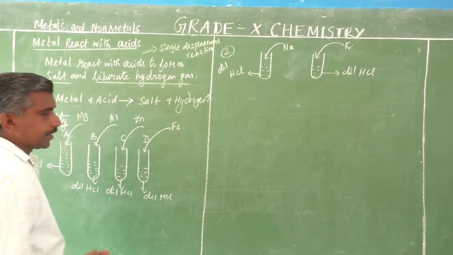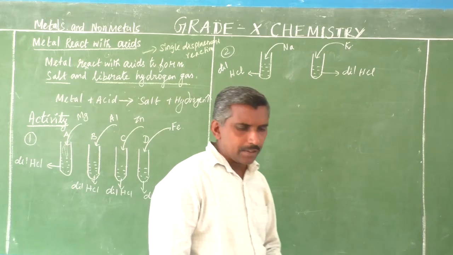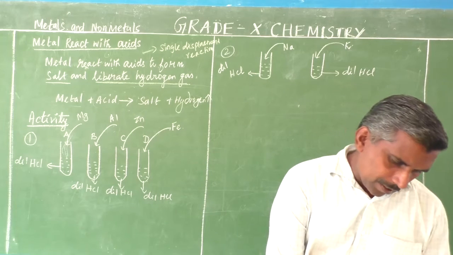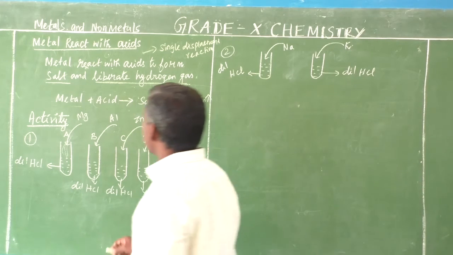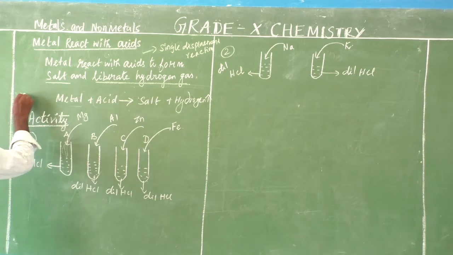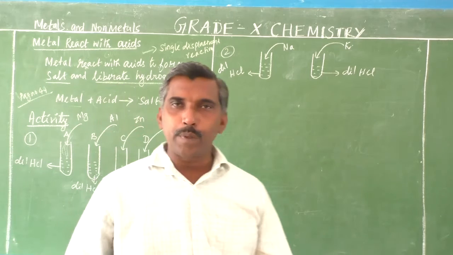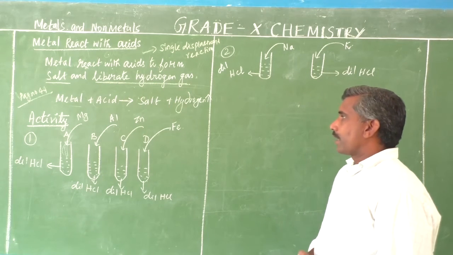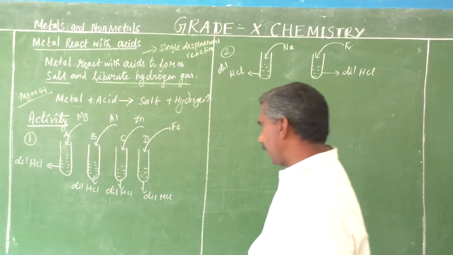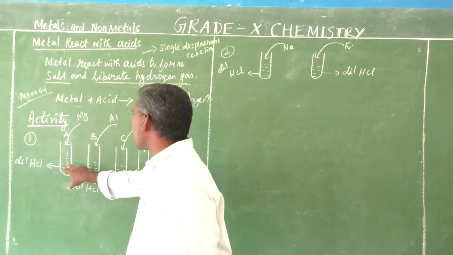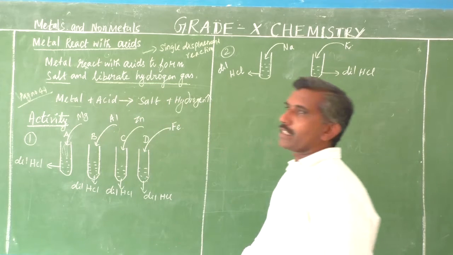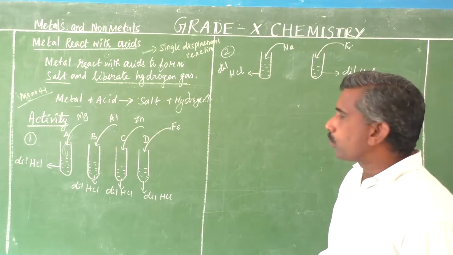Now you see the activities. This activity is in the textbook, page number 44. I will broadly explain this activity. You take four test tubes, A, B, C and D.